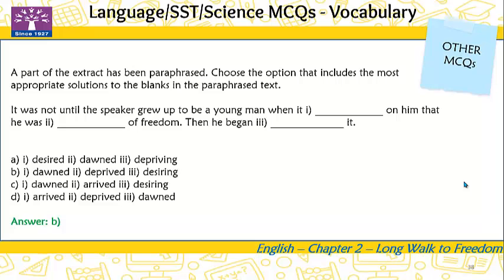So the question stem reads like this: a part of the extract has been paraphrased. Choose the option that includes the most appropriate solutions to the blanks in the paraphrased text. It was not until the speaker grew up to be a young man when it blank on him that he was dash of freedom. Then he began dash it. So the words dawn, deprived, desiring have to be used in the correct context for that particular sentence. So the answer is B.